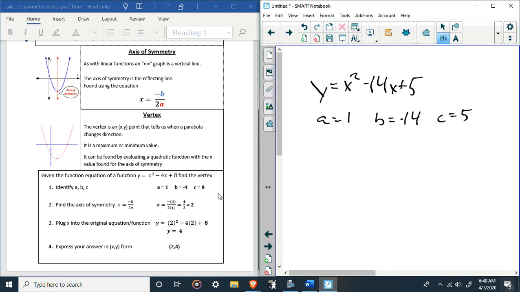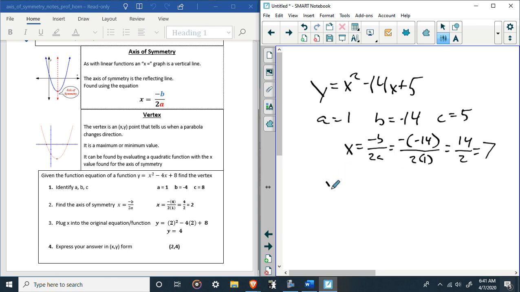Okay, so again, step 2, x is equal to negative b over 2a. Okay, again, the negative b just needs to flip the sign of that number. So negative 14 will become positive 14, and 2 times 1. Negative 14 is positive 14, and 2 times 1 is 2. 14 divided by 2 is 7. All right? So now we know our axis of symmetry, we know our x coordinate, we know x is 7.